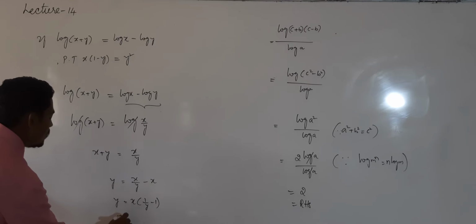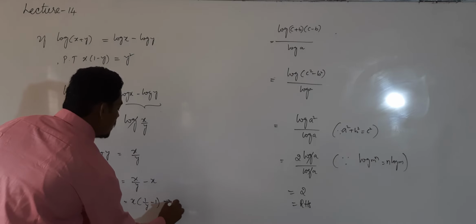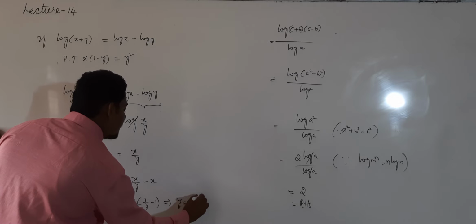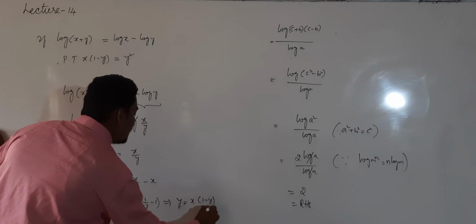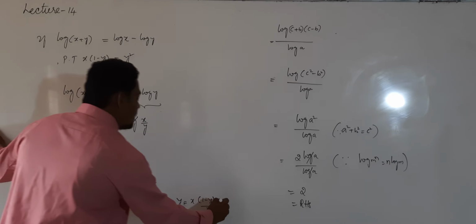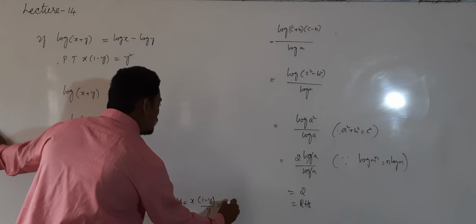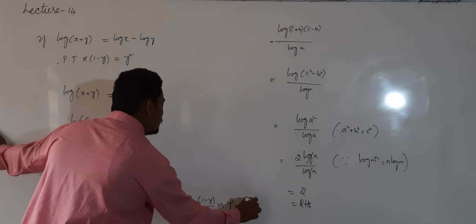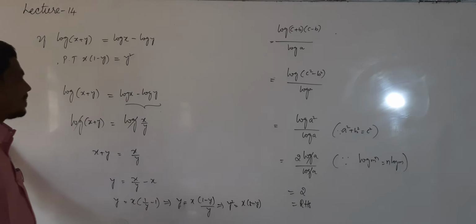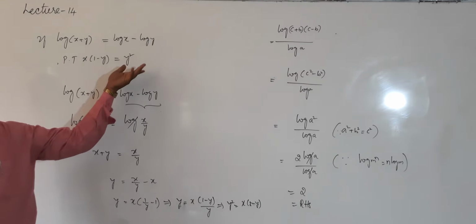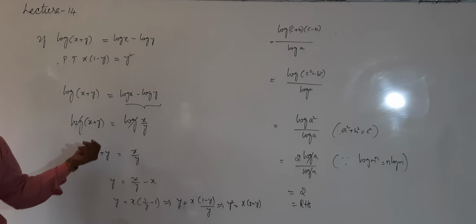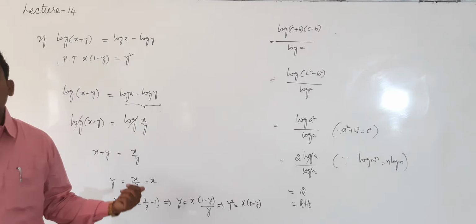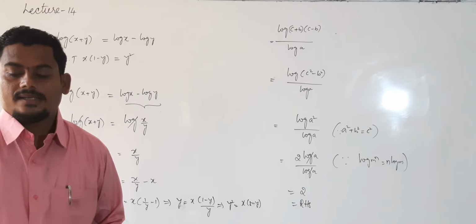After this, y is equal to x into 1 minus y divided by y. Just cross multiplication, then we get the required answer, that is y square is equal to x into 1 minus y. Just use the log m minus log n formula, then both sides log will be cancelled. After that just rearrangement, we get the required answer, that is y square is equal to x into 1 minus y.